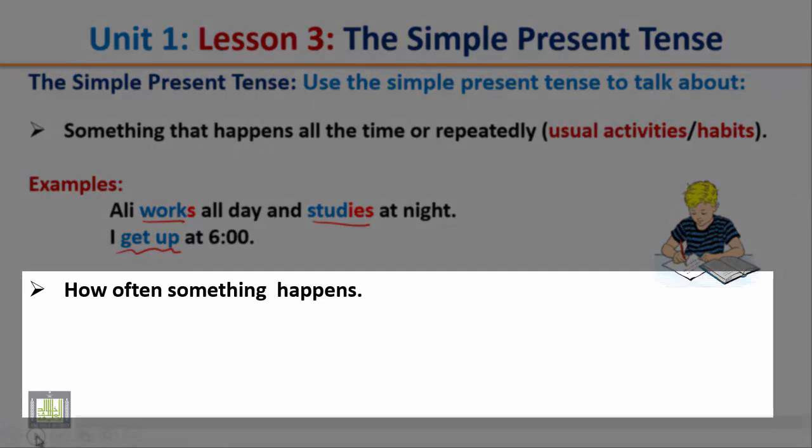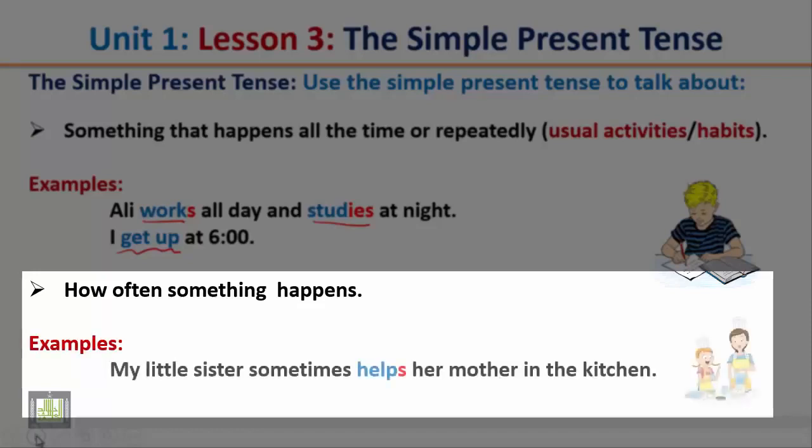The simple present tense also can be used to talk about how often something happens. Example. My little sister sometimes helps her mother in the kitchen. Notice here that we use the present simple tense with the adverb of frequency, sometimes. They seldom take a vacation. This verb here is used in the simple present tense because of the adverb of frequency. So with adverbs of frequency, we use the simple present tense.